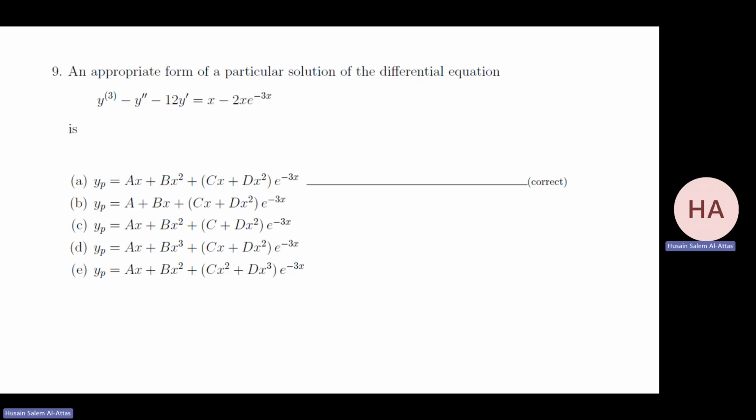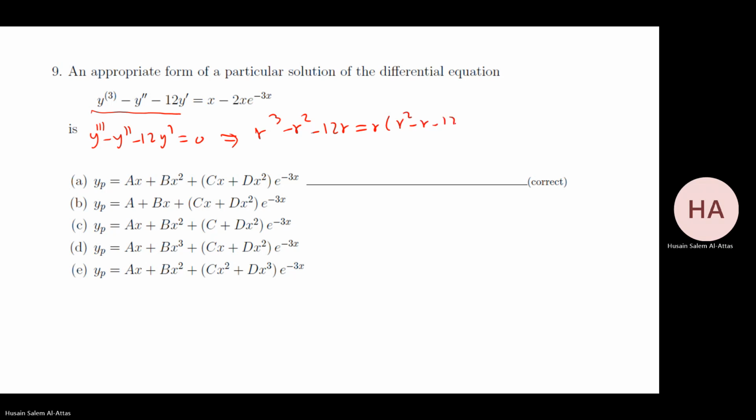Now for the form, we need to solve this first. y triple prime minus y double prime minus 12y prime. So I have what? r cubed minus r squared minus 12r. This is r times (r minus 4) times (r plus 3). So r will be 0, 4, and minus 3. So yc will be C1.